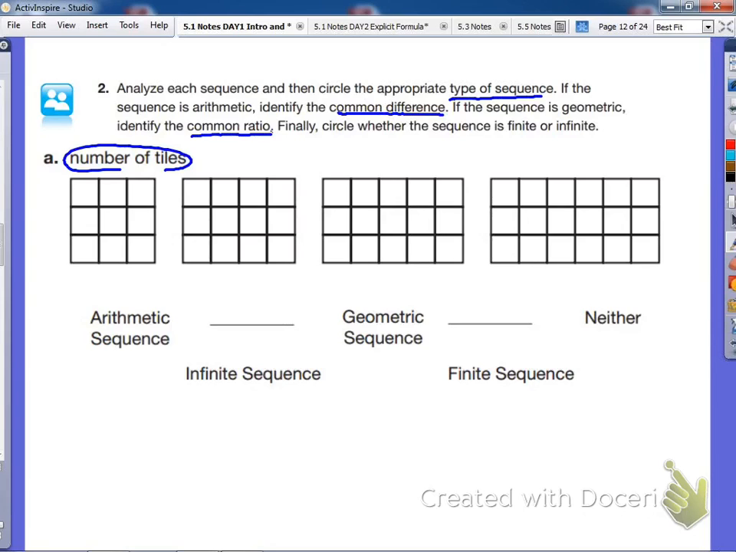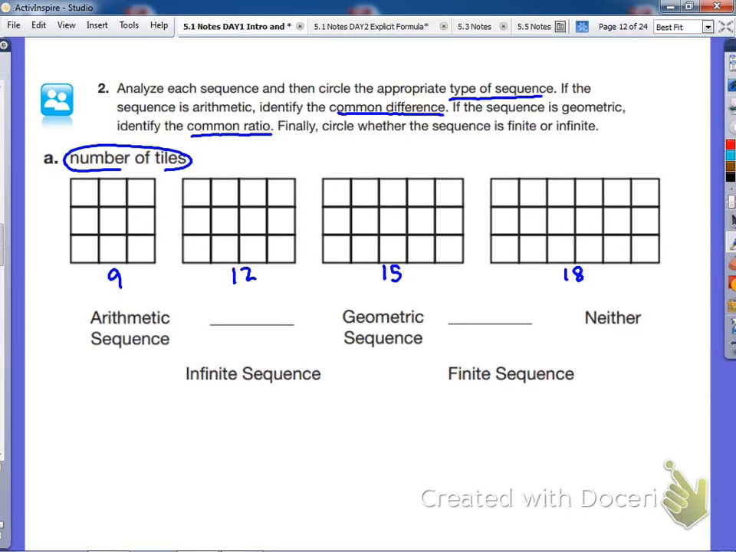Okay, so the number of tiles. In this particular problem, I see 9 tiles. Then I see how many tiles? 12. And now we have how many tiles? 3 times 5 is 15. And 3 times 6? 18.